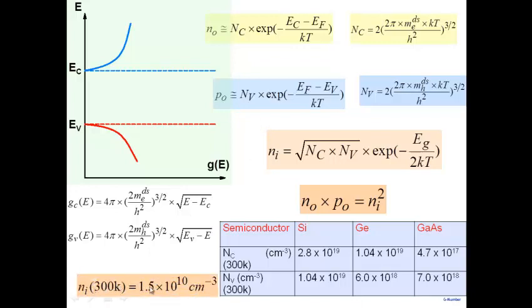Ni for silicon is another important term to carry in mind here. Besides the density of states, which is 10 to the power 19, the other thing to carry in mind is that Ni for silicon is 1.5 into 10 to the power 10. That's the intrinsic carrier concentration at room temperature. So this is another important term to remember. All right, there are more concepts here based on intrinsic carrier concentration.